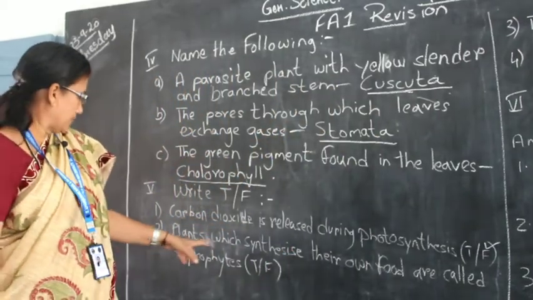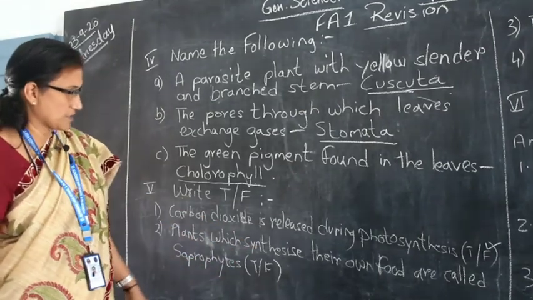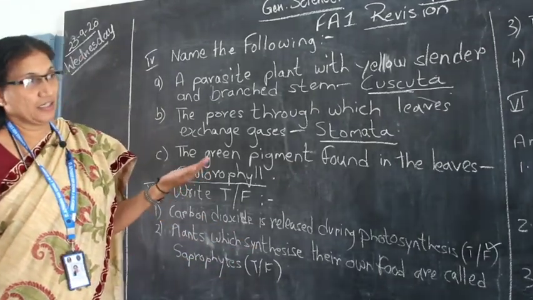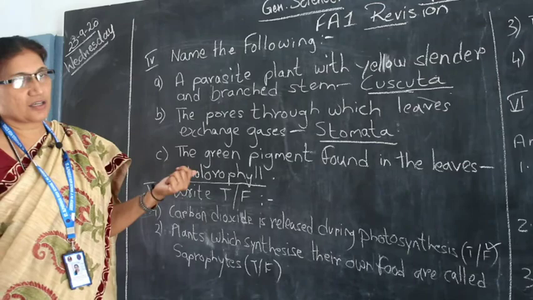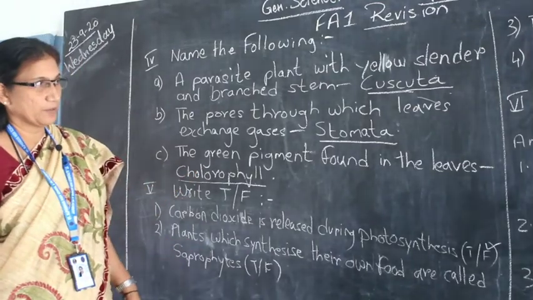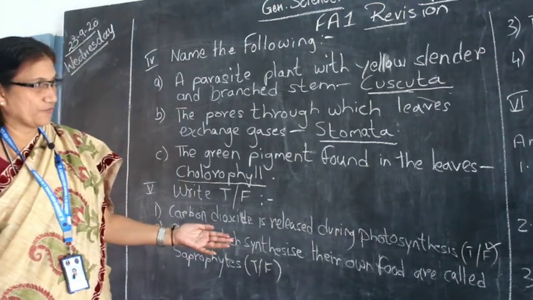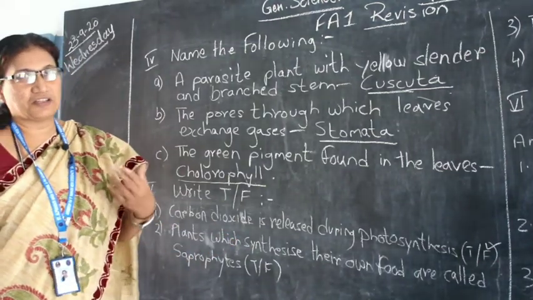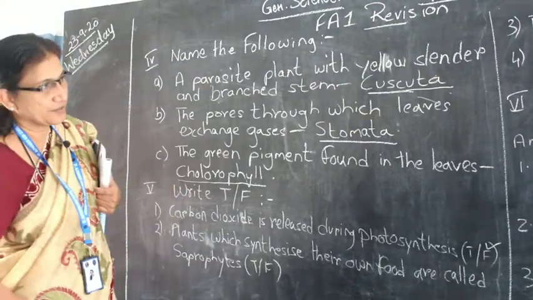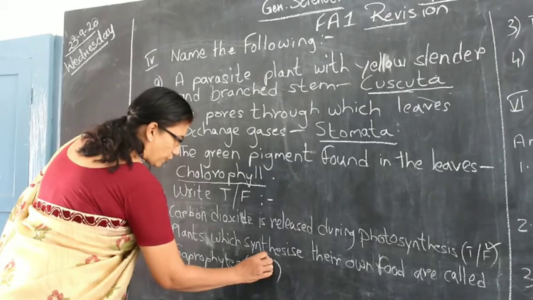Next, second one. Plants which synthesize their own food are called saprophytes. I told you they live on dead and decaying food. Saprotrophs live on dead and decaying food. Do they synthesize their own food? No, they are deriving their food from the dead food already. So that is again false.